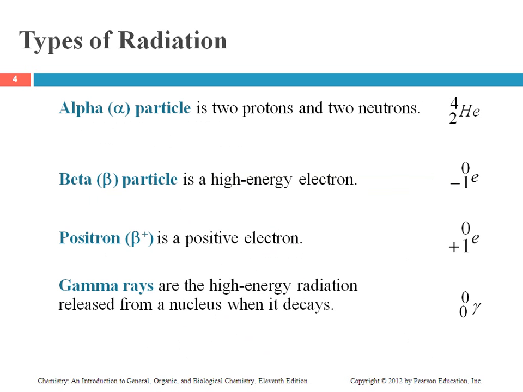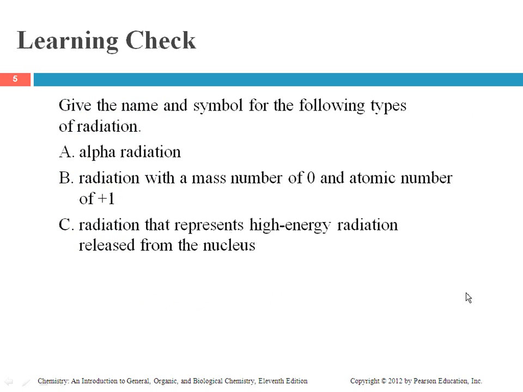types of radiation. So an alpha particle, I'll go through all of these again. Here they are listed for you. Alpha looks like a helium atom. Beta looks like an electron. Positron is a positive electron, if you want to think of it that way. Gamma rays have no mass, no charge. And if we were to give the name and the symbol for the following types of radiation, you're going to want to be sure that you can do this on your own.